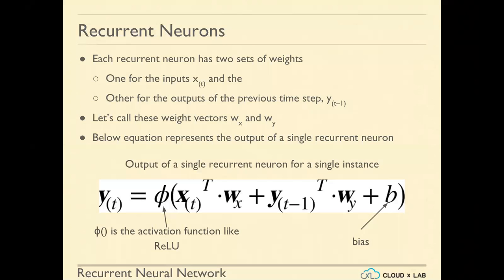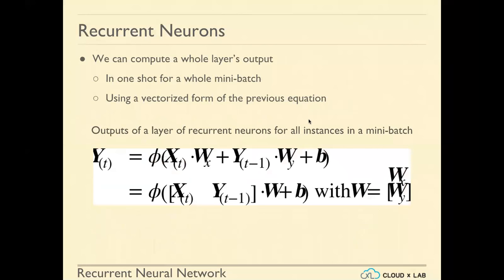Is yt also one dimension? Not really. That's what is coming up next; let me walk you through that. So yt is the output of all the neurons. The total number of neurons you have is the dimension of yt. Per instance, if you have n neurons, then we'll have n values in y.